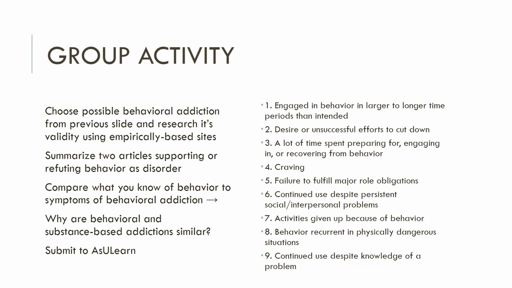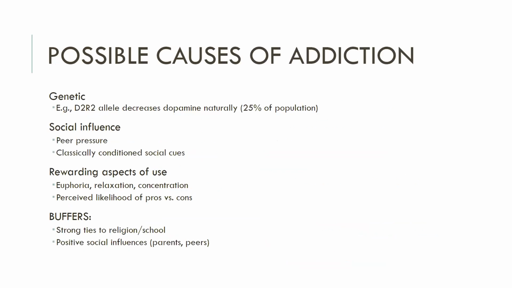So those are really the takeaways from this slide, are dopamine and the notion that the behavioral symptoms are really the same as the substance use symptoms we talked about earlier. In terms of possible causes of addiction, there are several. There are genetic explanations. For example, the D2R2 allele decreases dopamine naturally, and it's estimated that about a quarter of the population may have this particular allele.